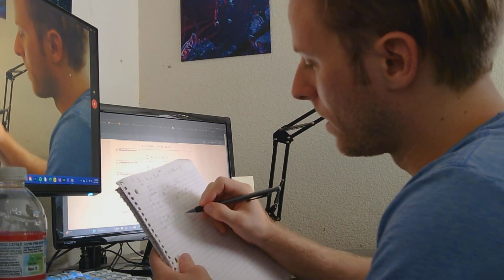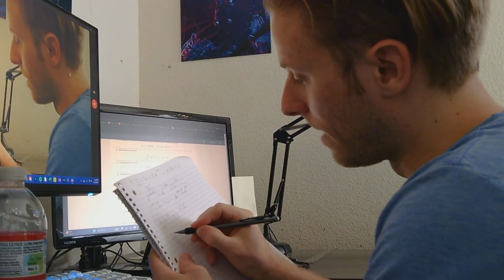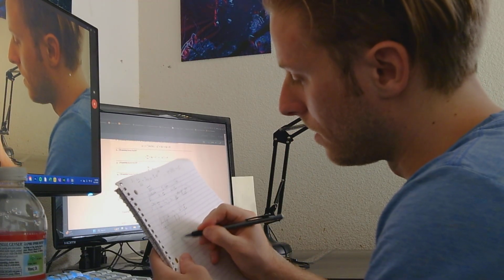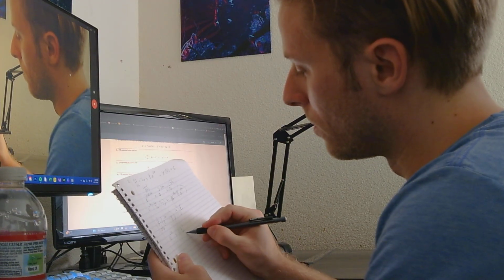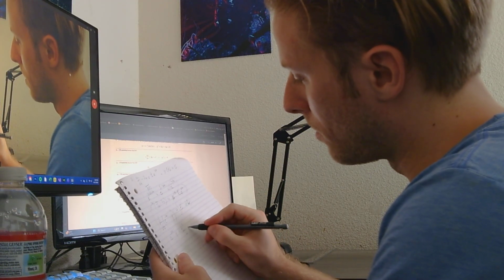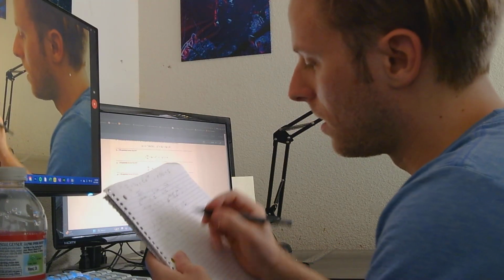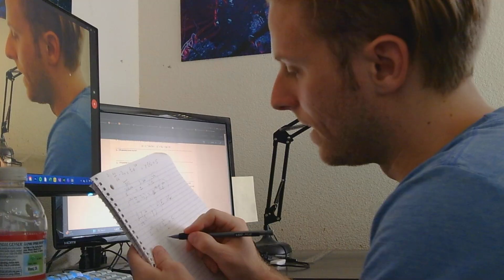Alright, so we're going to integrate both sides. We have e to the minus 3t times y equals t squared over 2 dt plus c. So to isolate y, we're going to divide both sides by e to the minus 3t.